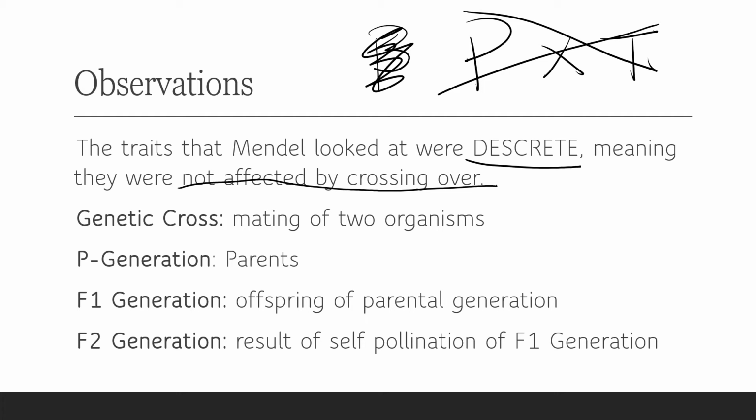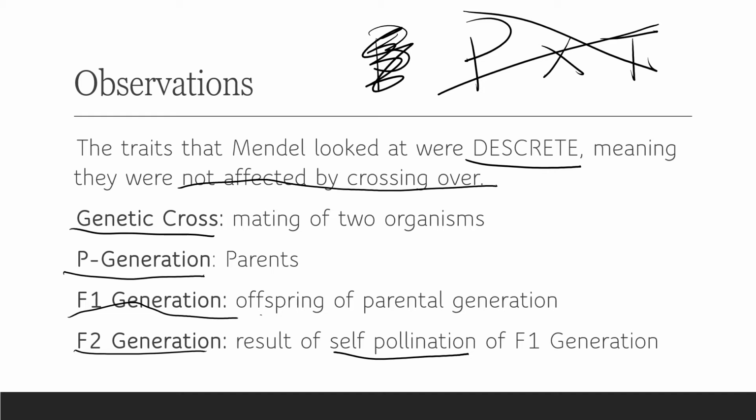So to go over some vocabulary here, a genetic cross is the mating of two organisms. It's just a scientific word for the two organisms had a baby. The P generation is the parent generation. The F1 generation is that offspring. And then F2 is the result of self-pollination of F1.